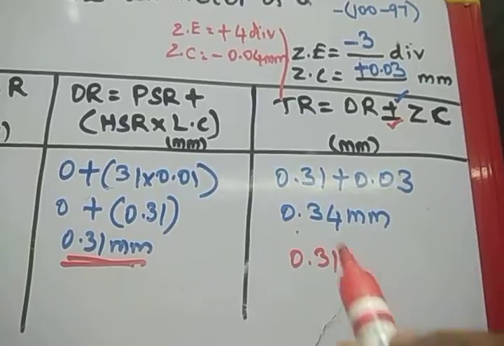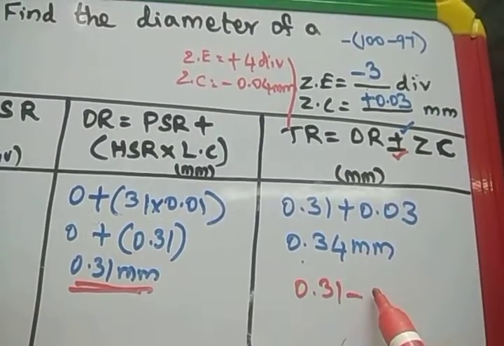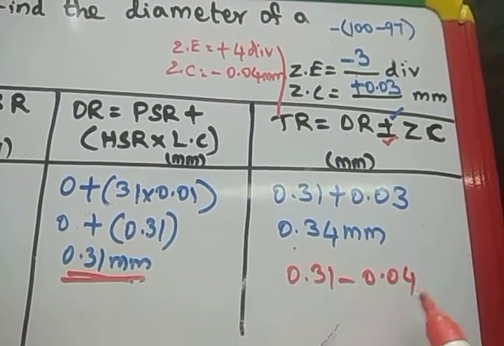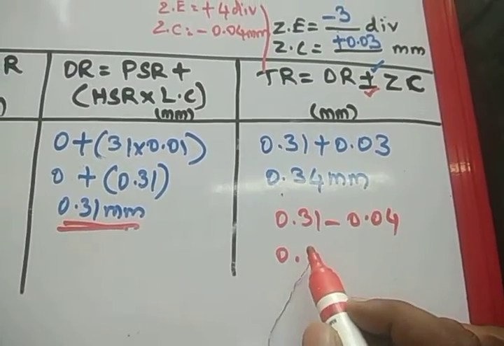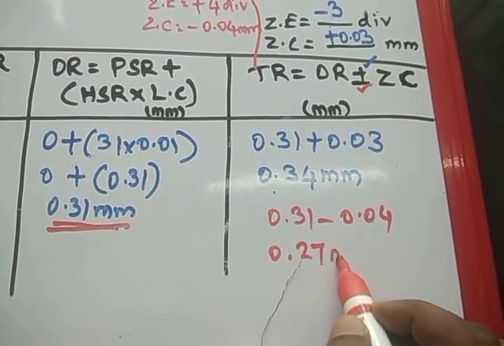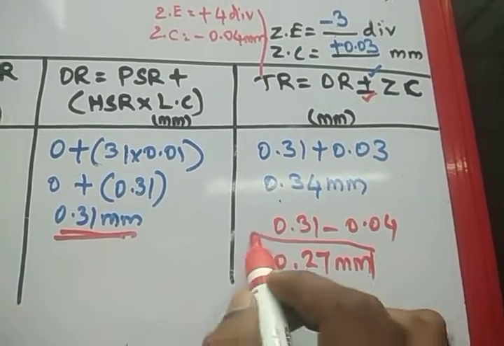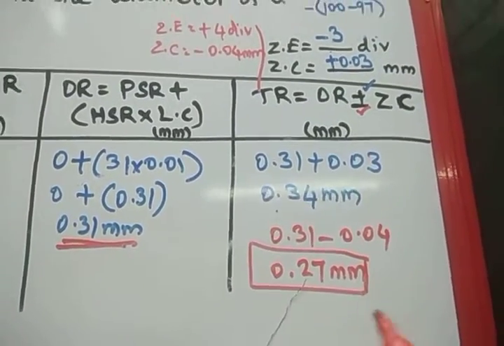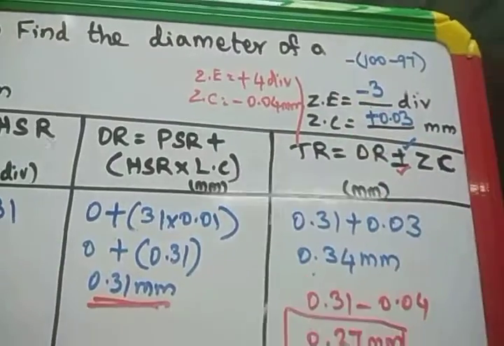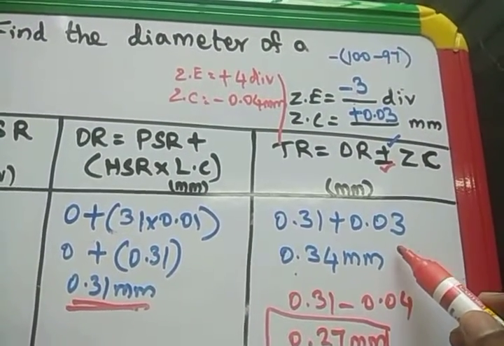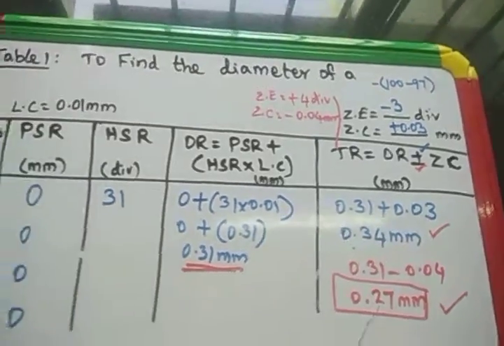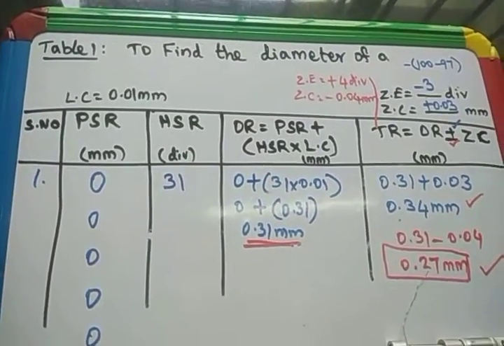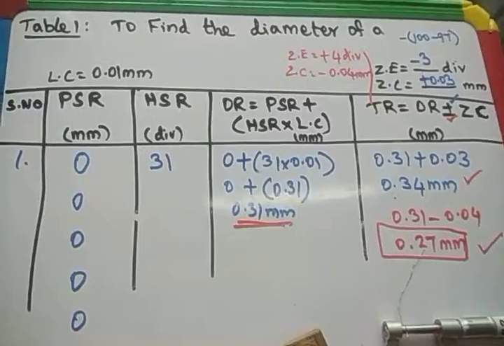So how to calculate the total reading? Observed reading minus 0.04. What is the answer? 0.27 mm. So this is the accurate value for that particular wire if the reading shows like this. So how to calculate the negative error and how to calculate the positive error, I showed you. These are all the things you have to keep in your mind while doing the experiment.